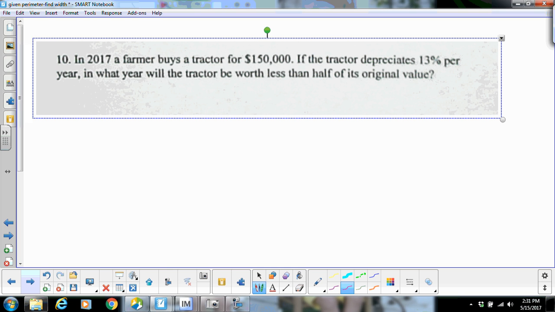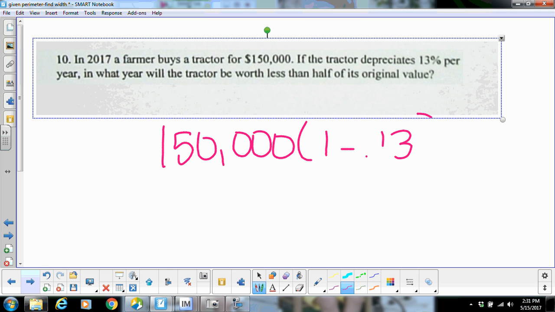All right, number 10, 2017, a farmer buys a tractor for $150,000. 1 minus 0.13 to the x. Okay, so it wants to be less than half of its original value. Well, half of 150 is going to be 75,000.